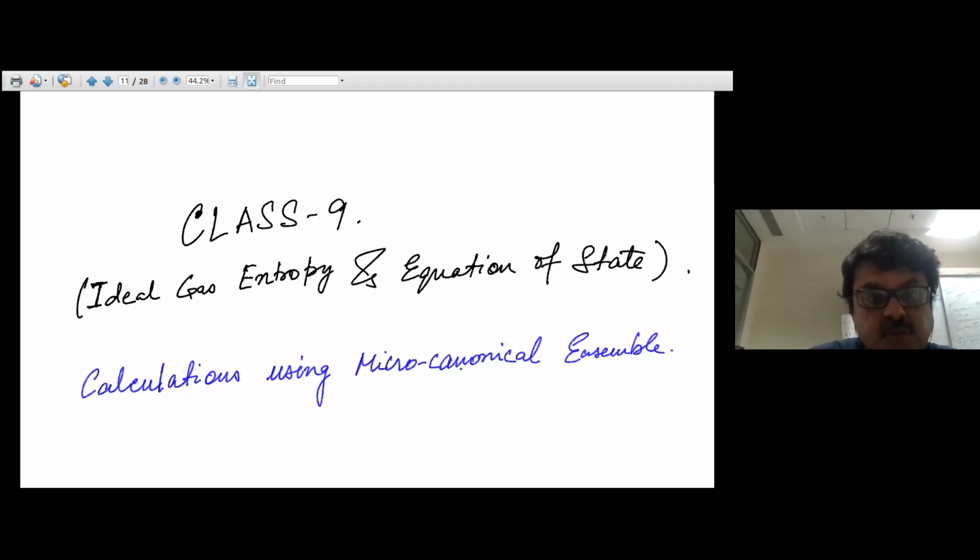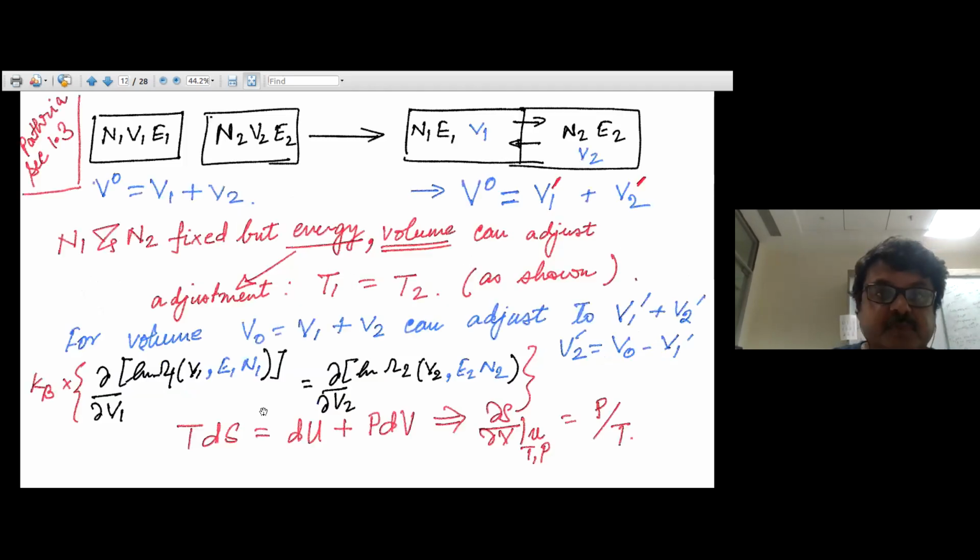So without much ado, let's go ahead. So we're going to discuss ideal gas entropy and derive the equation of state, and also check that kB log omega has properties consistent with that of entropy, right?